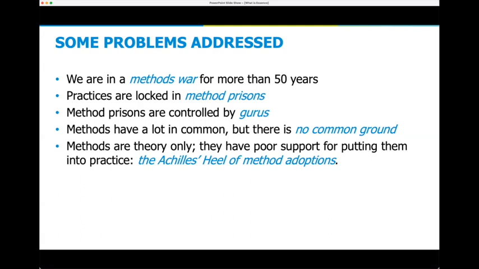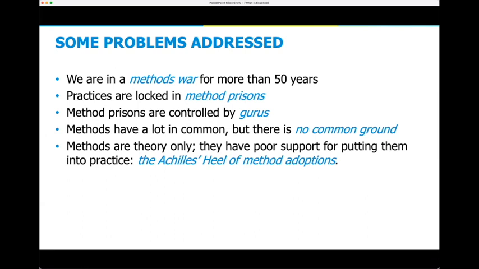method themselves. And these methods and their practices do have a lot in common, but there's no common ground between them. So if you were attempting to understand the practices that benefit your organization, you're dictated by what's in methods and what the method gurus choose to put in them or omit from them. So we're very method-led as an industry and as organizations trying to discover what ways of working work best for ourselves.